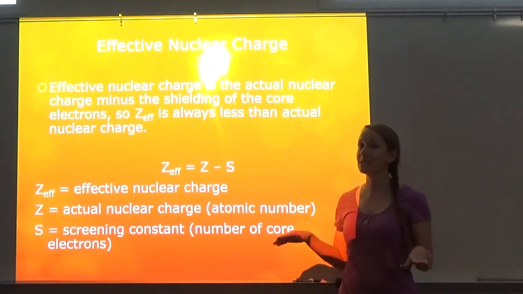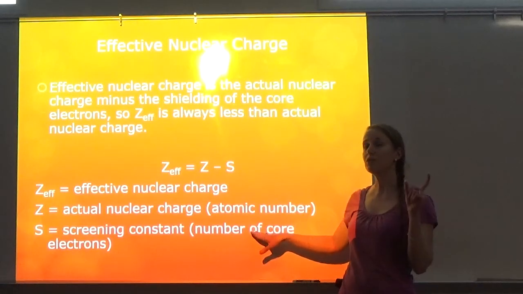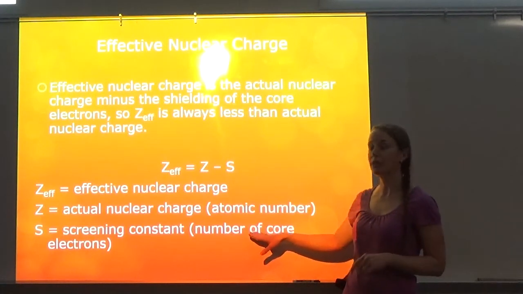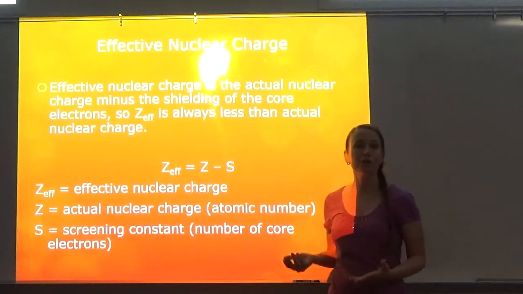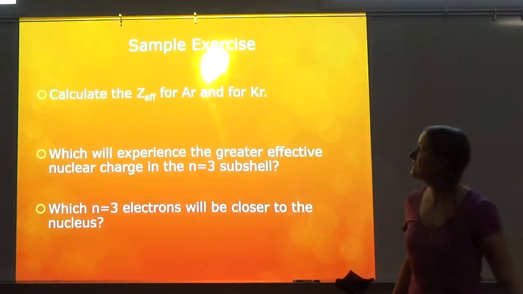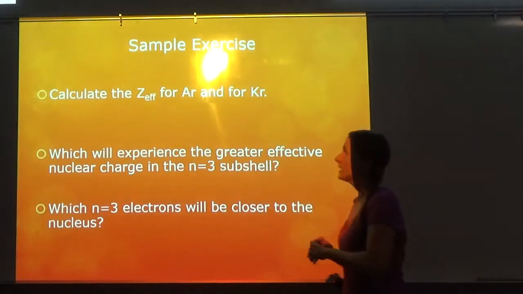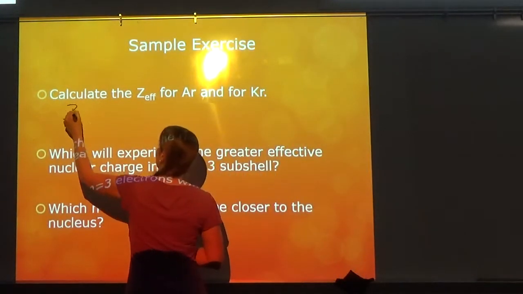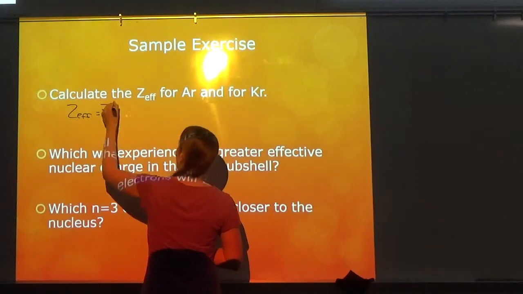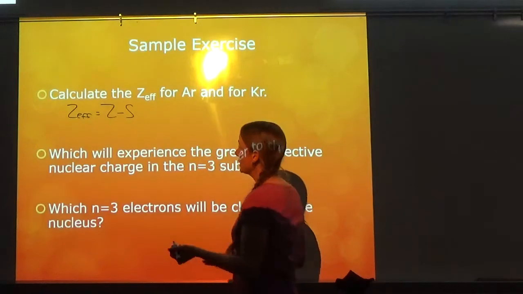So those are not the valence electrons, which sometimes is very easy to figure out, but when you get past that D sublevel, and we'll look at one like that, it might be a little trickier. So it says calculate the Z effective for argon and for krypton. Okay, so Z effective is just our actual nuclear charge minus the screening constant of those core electrons.